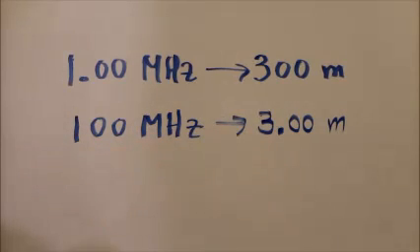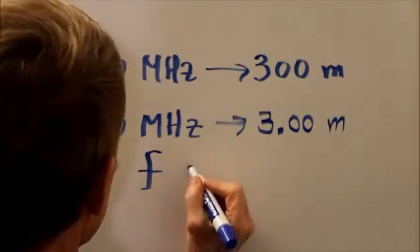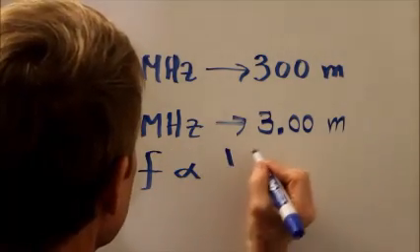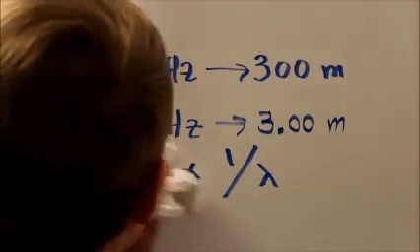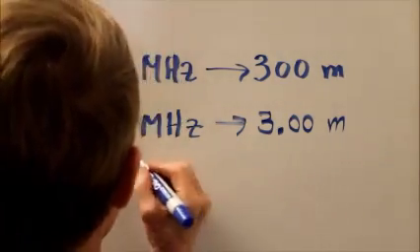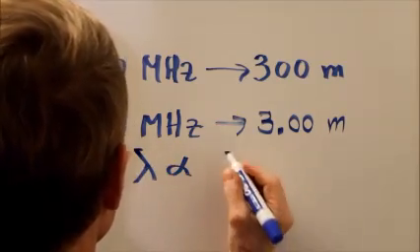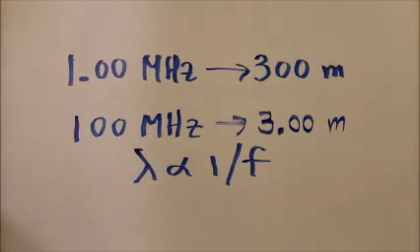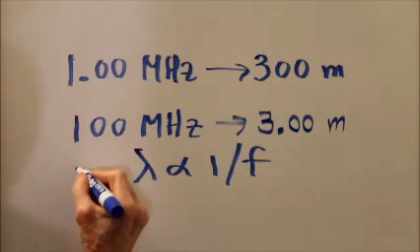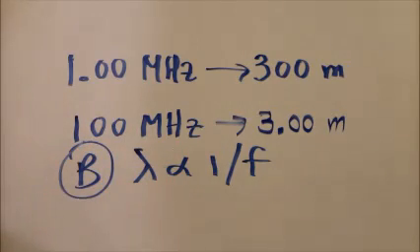So frequency is proportional to the inverse of the wavelength, and conversely, wavelength is proportional to the inverse of the frequency. That's always assuming that we stick with the same medium like free space, so that the speed of the wave propagation remains constant. Again, in this case, the answer to the question is B.